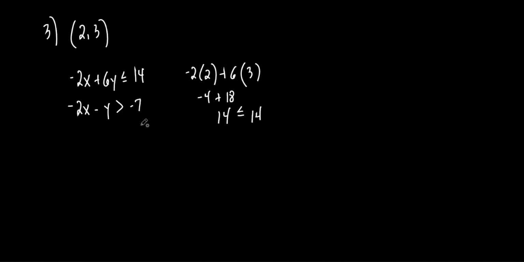But both of these have to be true, all right? So far, so good. So we got half of it. Now let's put this into the second one and see if that's true. So negative 2 times 2 minus y, which is 3. Is that greater than negative 7? I like to put a little question mark, since I'm not really sure. So negative 4 minus 3 is negative 7. Is negative 7 greater than negative 7? No, it's not.